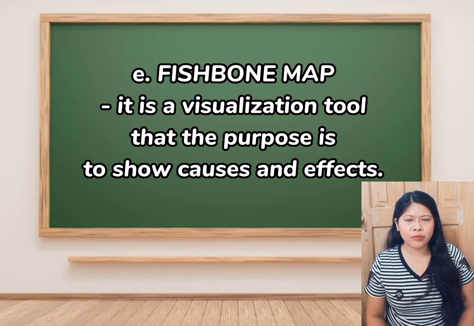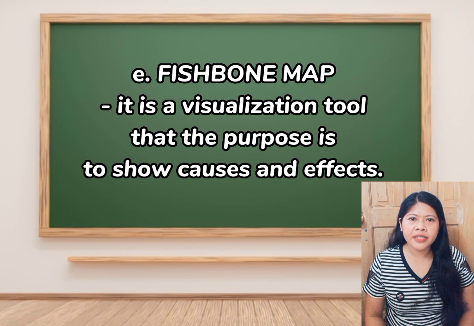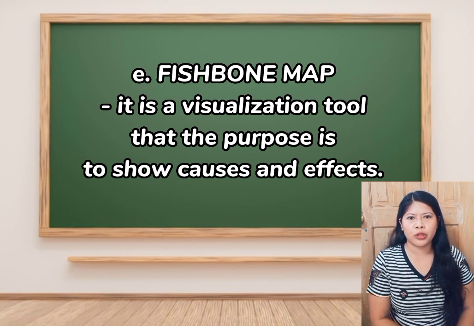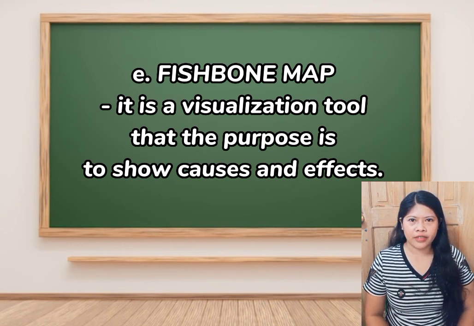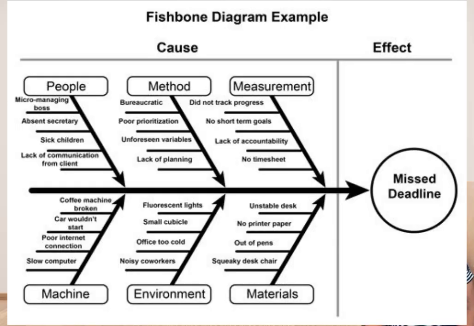Next, we have the fishbone map. It is a visualization tool whose purpose is to show causes and effects. As you can see in the visual presented on the screen, the effect is written inside the circle or in the head of the fish on the right side. Then the categorized causes are written on the bones and its branches that indicate the causal relationships.